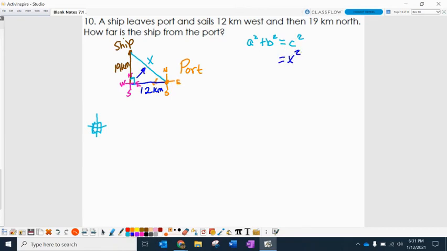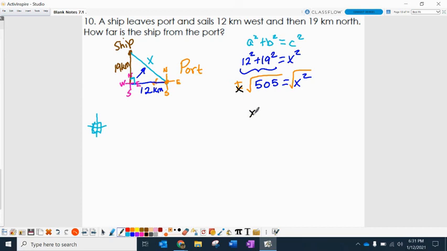My two legs, the two sides that meet to form the right angle, are 12 and 19. We're going to square those. When I put that in my calculator, 12 squared plus 19 squared, I get 505 equals x squared. We don't want x squared, we want a plain x, so what are we going to do? We undo a square with square root, which picks up the plus or minus option. When we're talking about distance, distance is always positive, so we're going to throw out the negative option.